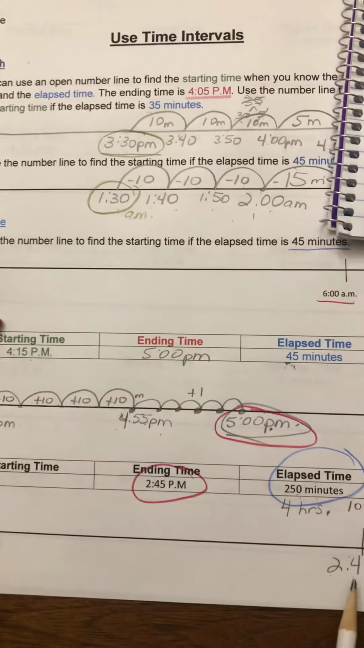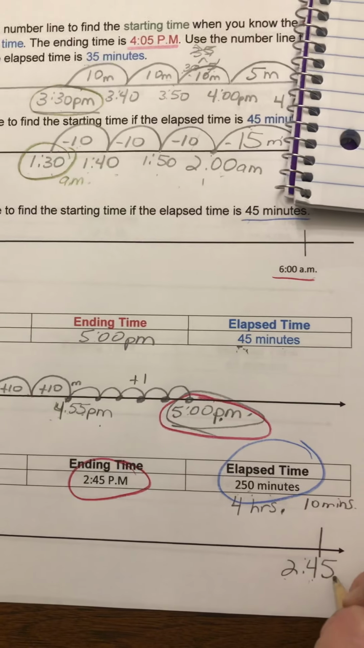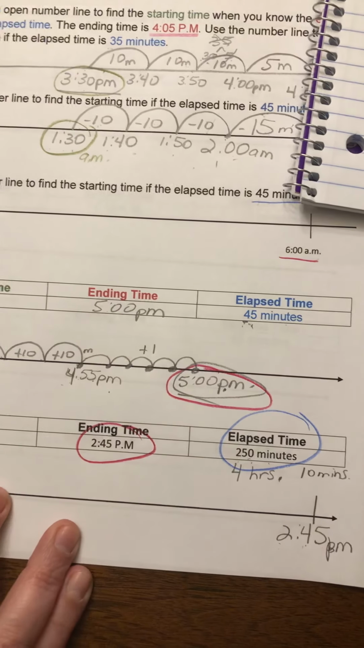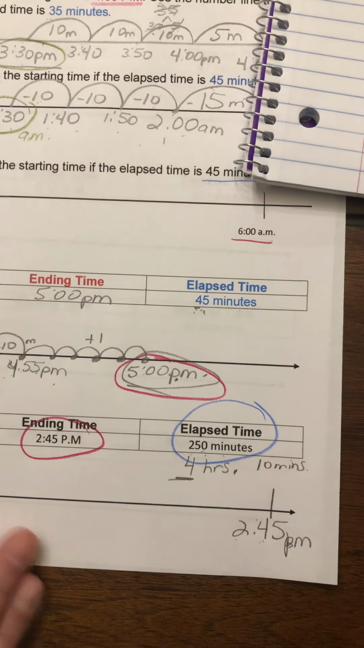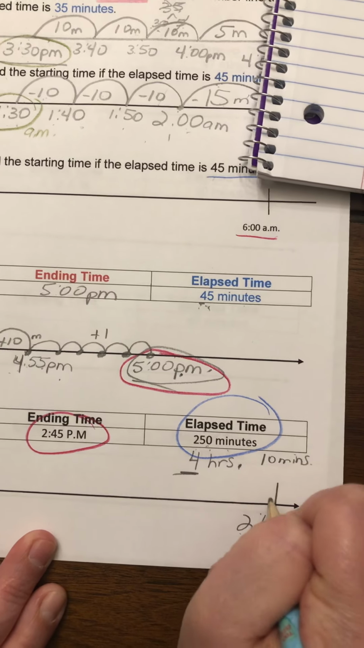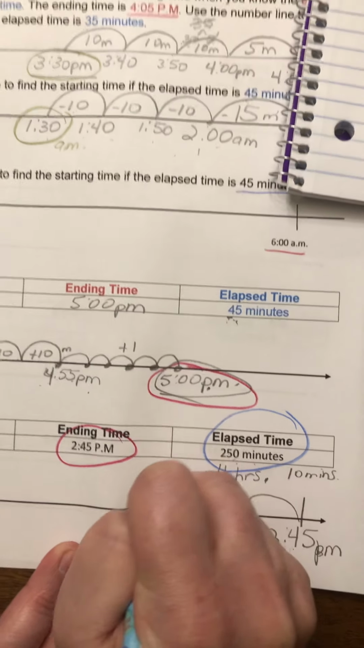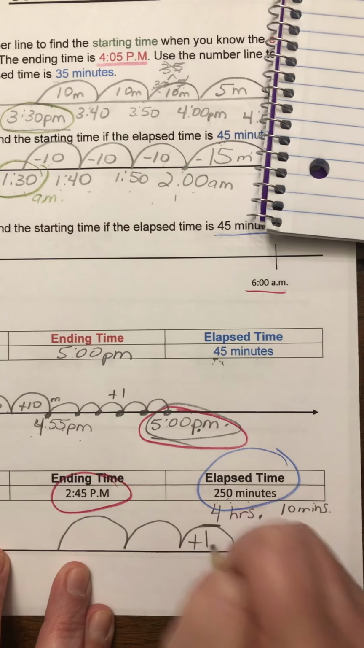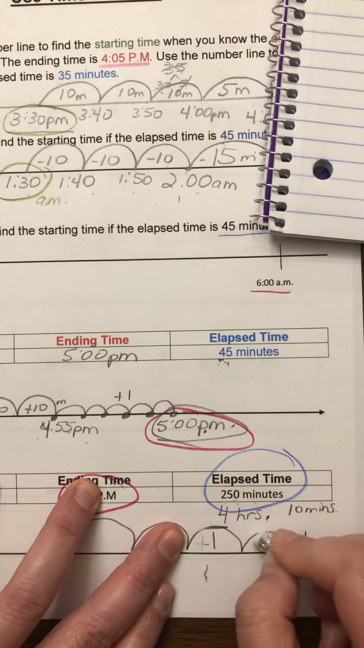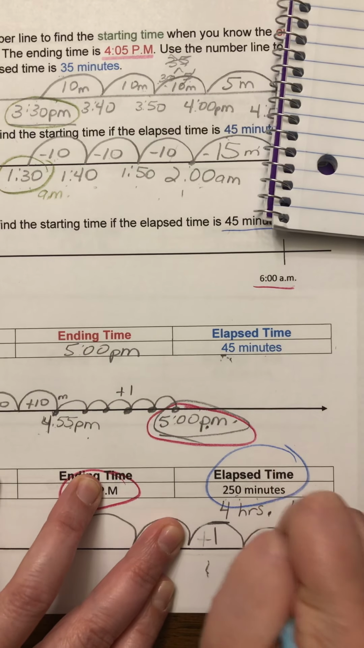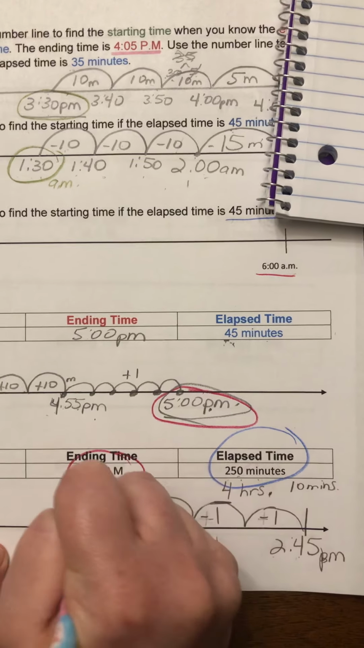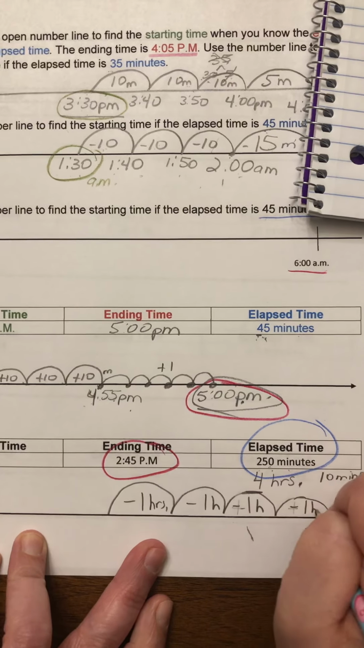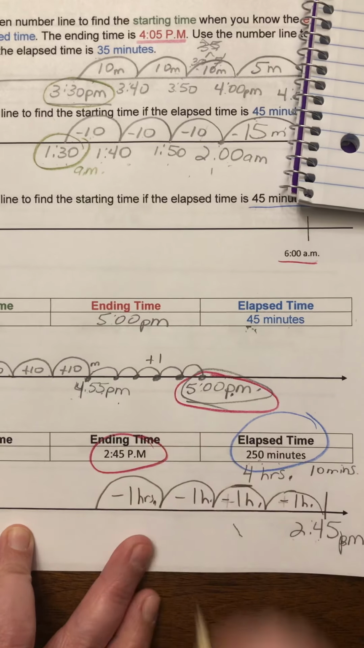So if I'm at 2:45 PM, I'm going to start moving back by my hours first. So I'm going to make 1, 2, 3, 4-hour jumps. And I shouldn't even be writing plus. It should technically be minus because I'm going back in time. -1, -1, and they're all hours. You can put an H after each one of them. The abbreviation is more for you.